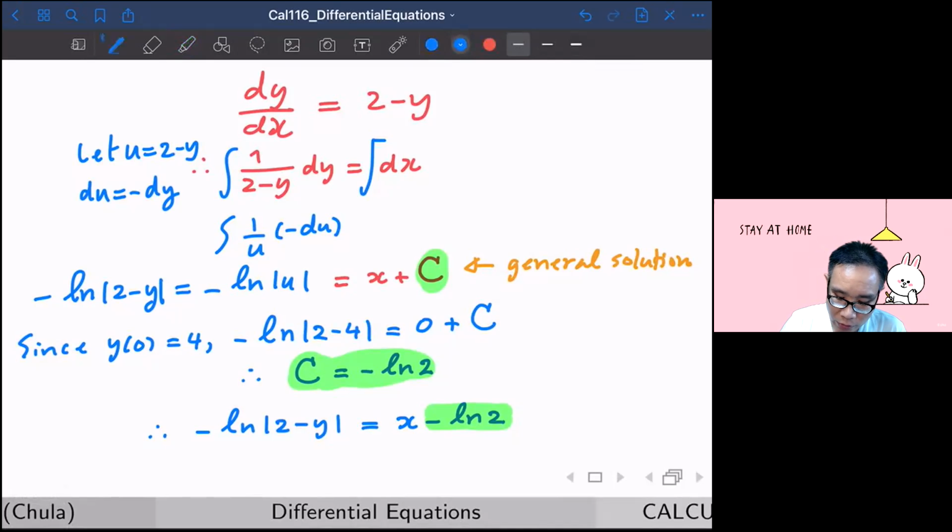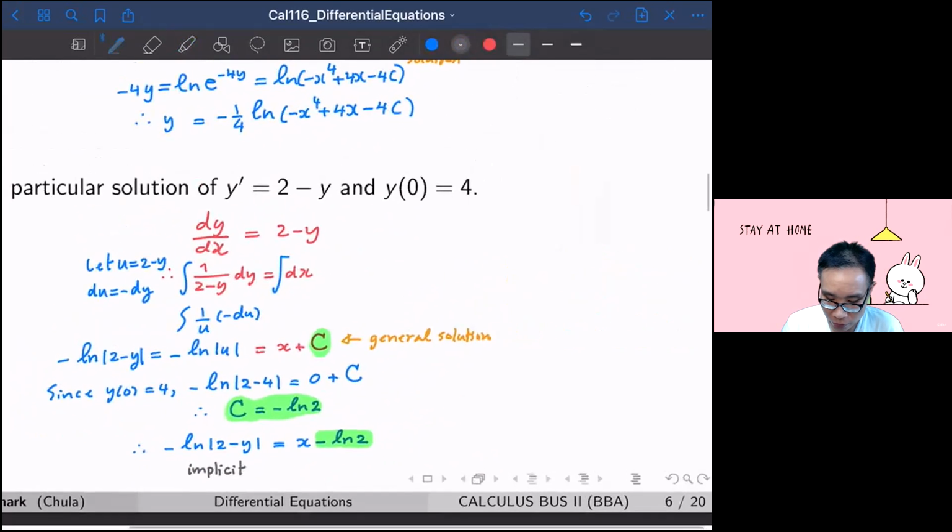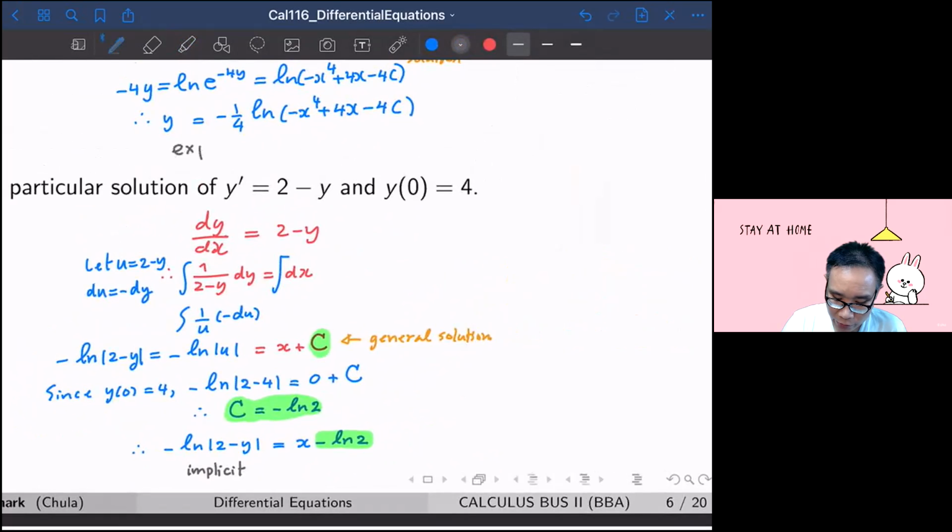Sometimes this form is called implicit form. Okay, so it's going to be implicit. And if you are able to solve for y like this, it's called explicit. So they are opposites of each other.